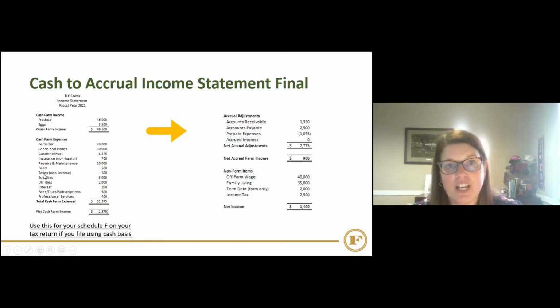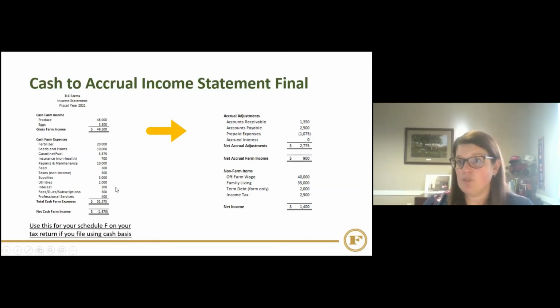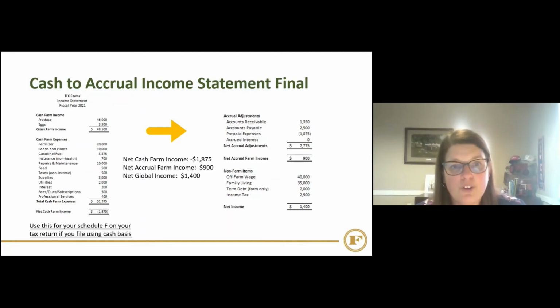So if you look here, on the left we have the cash income statement. Then we had the accrual adjustments. We got our accrual income, your net accrual farm income number, which is $900 from there. And then we had the non-farm items that we added in after that. So TLC farms went from negative $1,875 to a positive accrual net farm income of $900 to a positive $1,400. If a farmer does not have an off-farm job, then taking into consideration the family living, term debt, and income taxes will make the accrual net income decrease. But it's important to include them so that you know as a farmer what you can cover as far as debts, such as your tractor loans, or if your family living is too high.